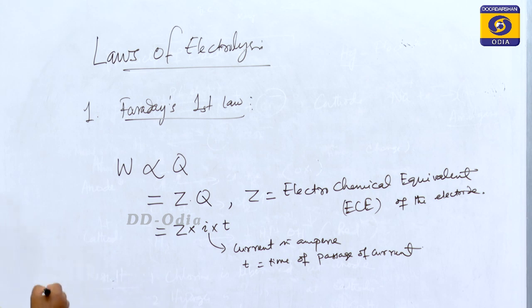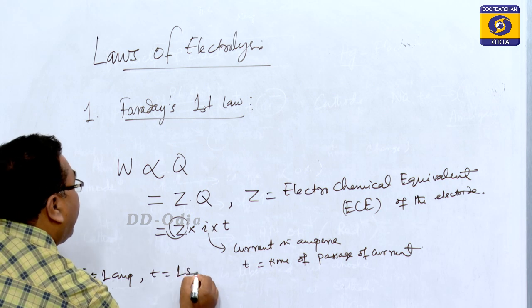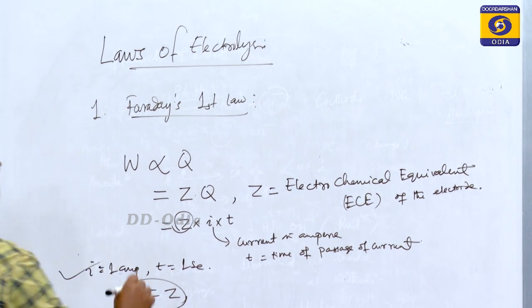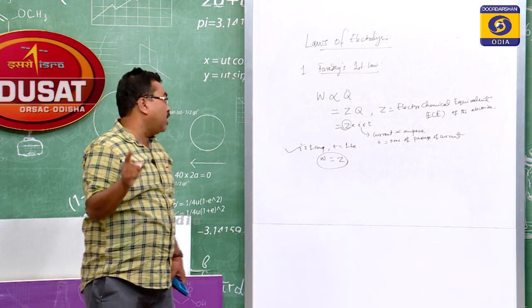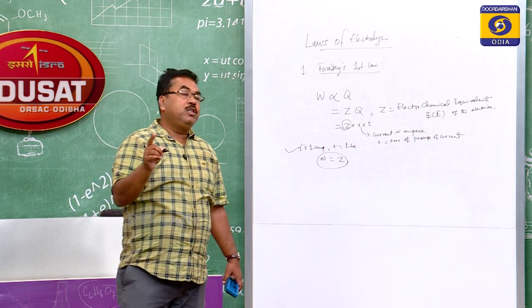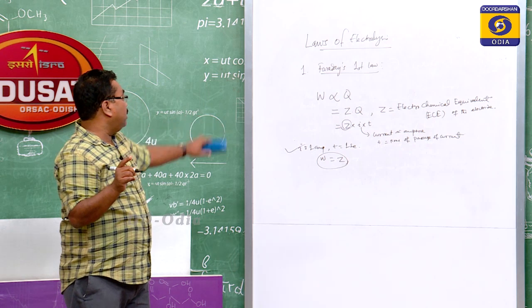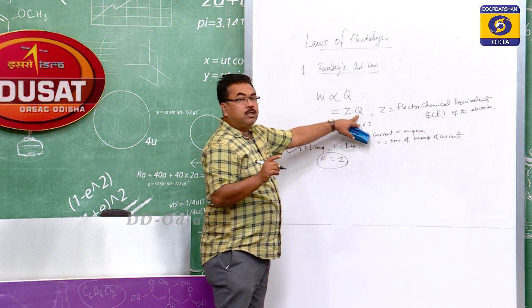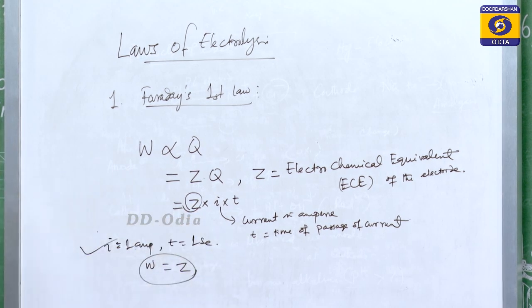From this equation, we can define what Z is, that is the ECE. If we put I equal to 1 ampere and t equal to 1 second, then W will be equal to Z. So when 1 ampere of current is passed for 1 second through an electrolytic solution, the amount of substance formed is called the electrochemical equivalent of that electrode. Or we can say when 1 coulomb of charge is passed through an electrolytic solution, the amount of substance produced is called electrochemical equivalent.